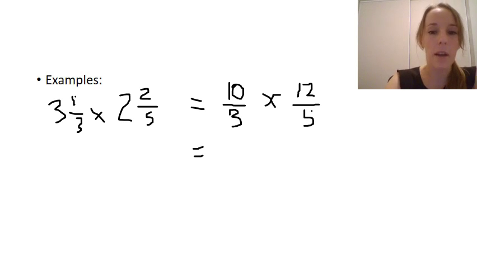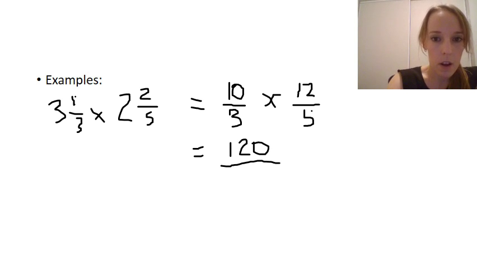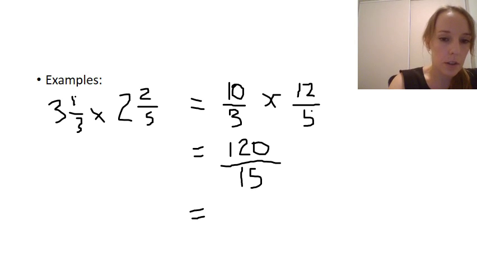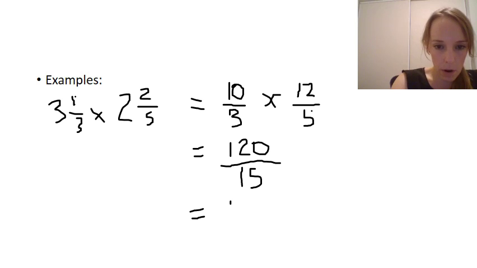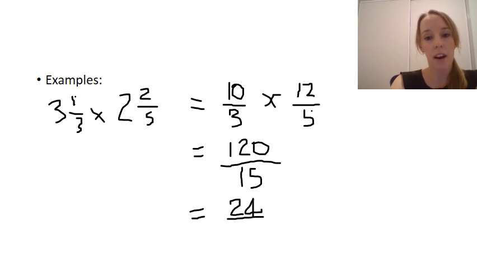So from there we can multiply. 10 times 12 is 120. 3 times 5 is 15. So we can simplify our fraction further there. If we divide both of them by 5, 120 divided by 5 is 24. And 15 divided by 5 is 3.